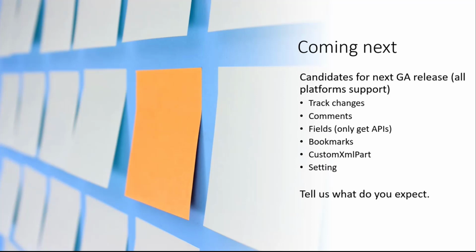In that set, we will have track changes, comments, etc. Those features to be included. But these are just candidates, right? So we always have some chance to make some changes here. And please tell us what you expect for the future GA releases, and if you want to take advantage of more frequent deliveries for Word APIs.